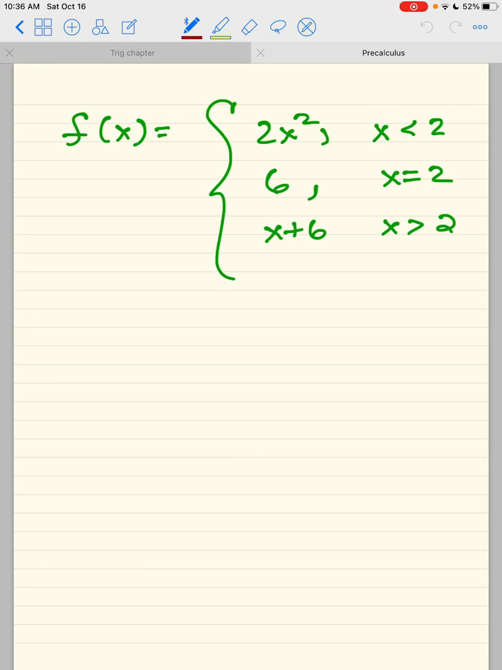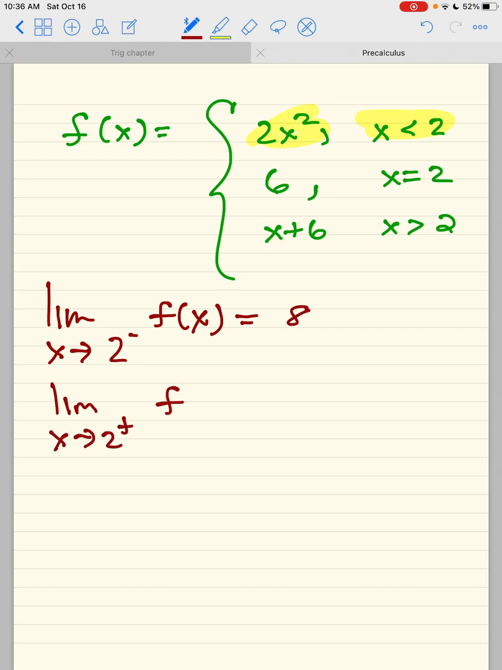Here's our next one. The limit as x approaches 2 from the left. Well, pause the video, try it yourself. That's going to be 8. What about from the right? The right means greater than. So that's going to be 2 plus 6. So that's going to be 8 as well.